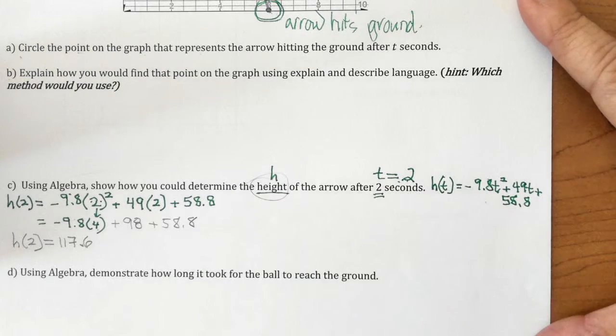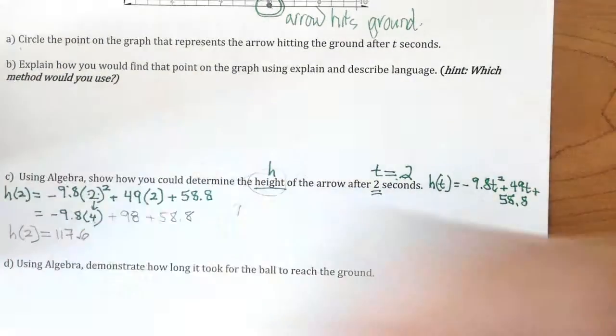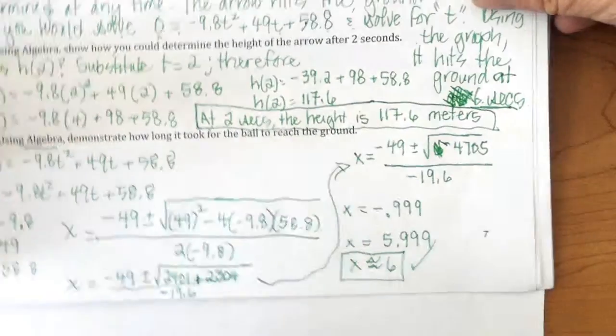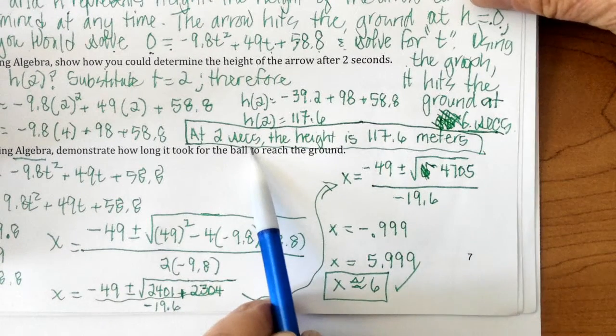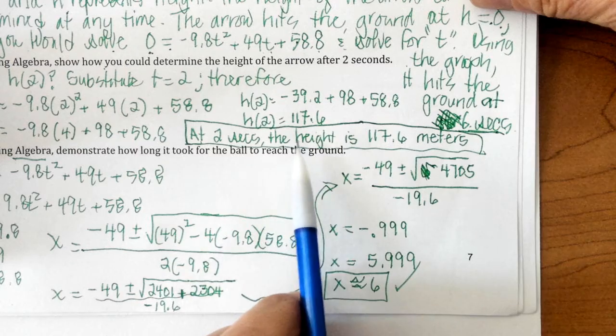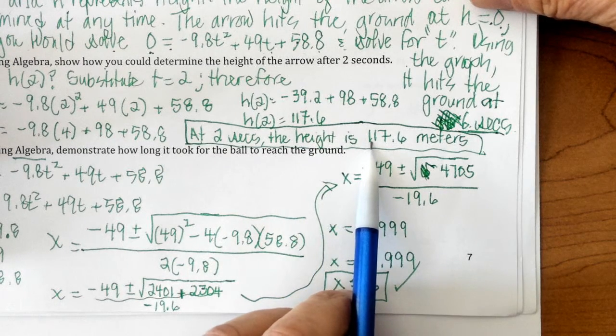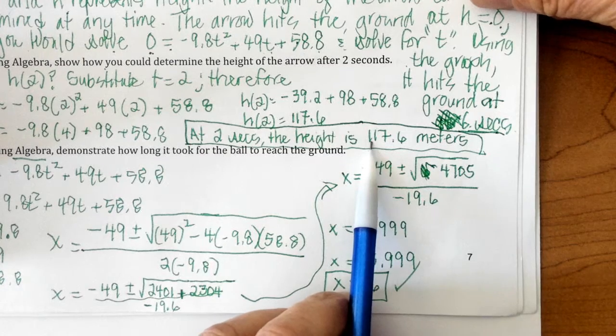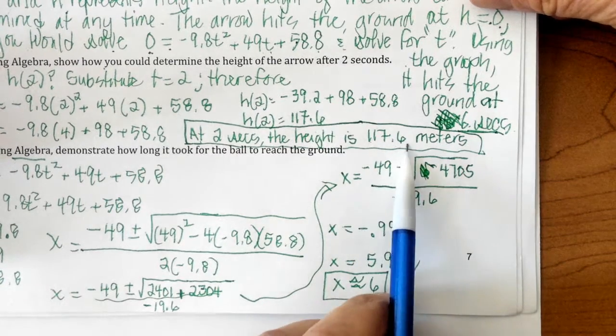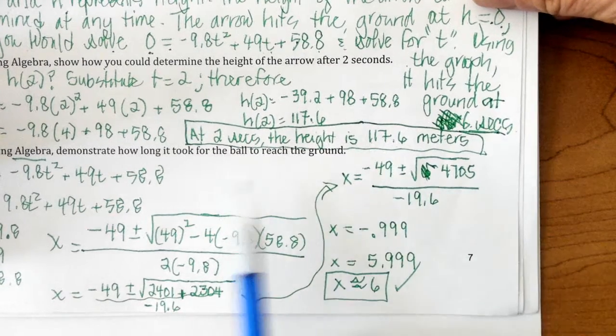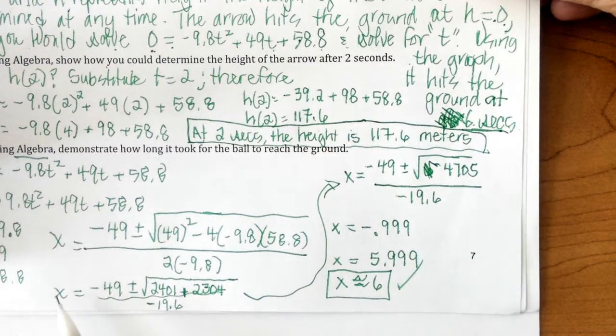So I've used algebra to show how I can determine the height of the arrow because I used the equation. So I'm going to write a complete sentence. So take a look right here. I've already done it. At 2 seconds, the height is 117 6/10 meters. So that's the height of the arrow at 2 seconds.